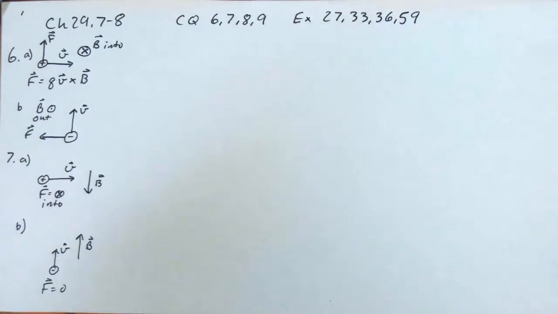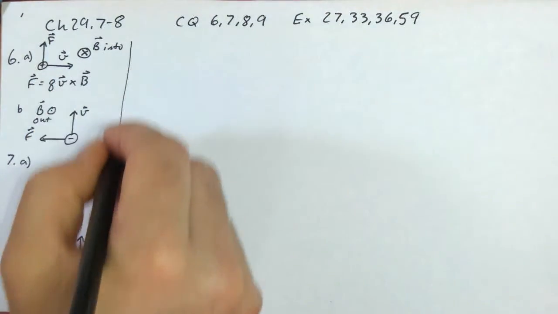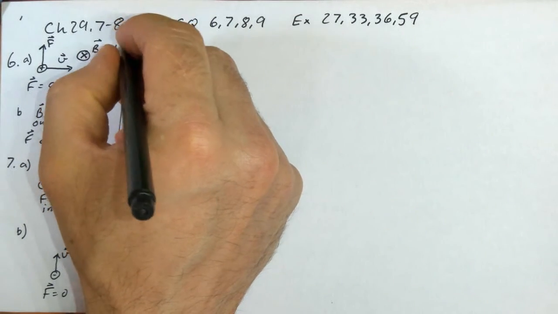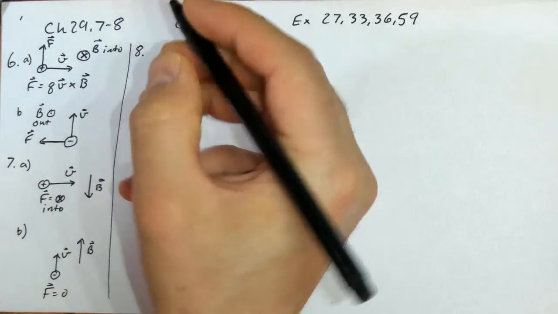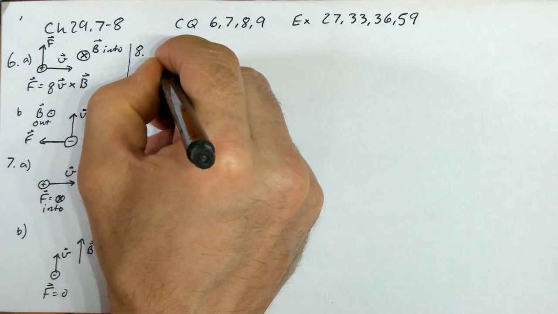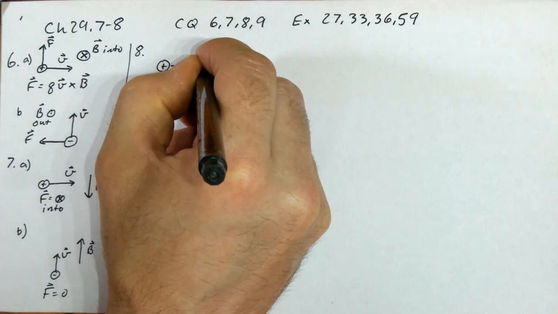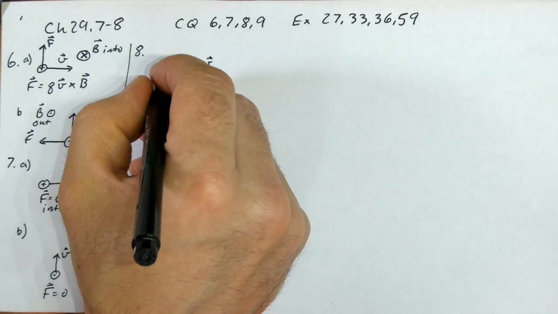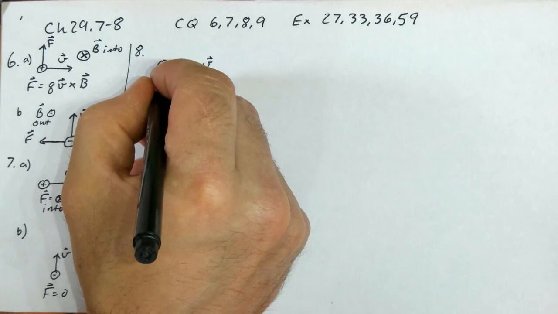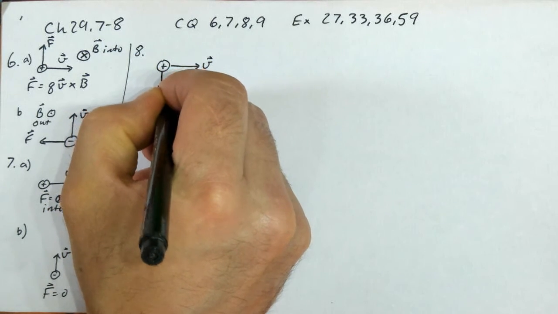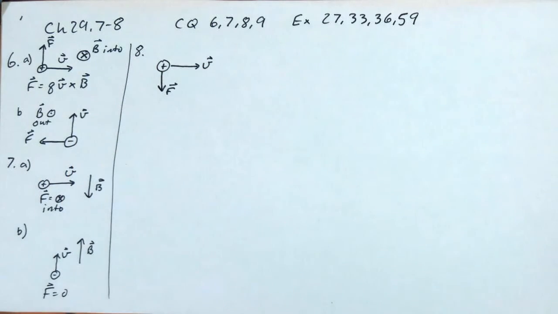Okay, let's switch this up again, practicing the same idea, but with a little bit different order. In number 8, we've got a positive charged particle that's moving to the right, and instead of being told the magnetic field, we're told that the force it experiences from some external magnetic field is downward. So what is the direction of the magnetic field that caused that particle to feel a downward force? Use your right-hand rule.